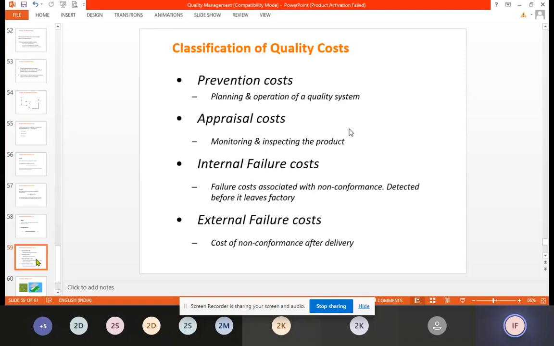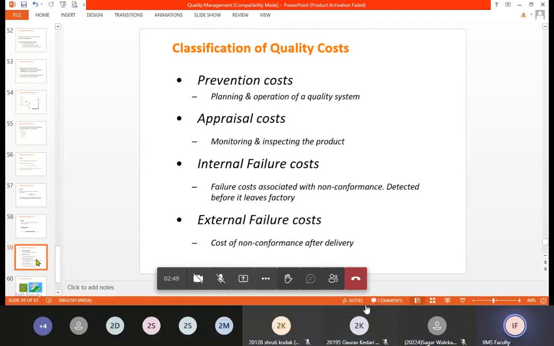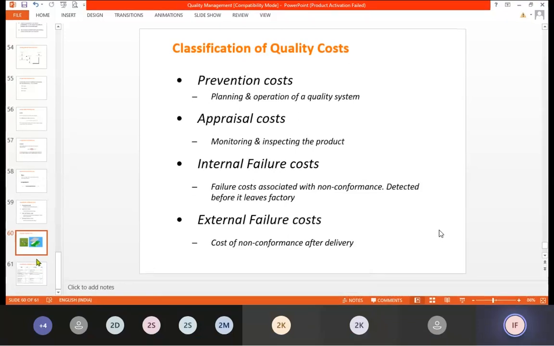Okay, so primarily if you are asked this question in the examination, what are the different costs of quality, say that there are four costs of quality: prevention cost, appraisal cost, internal failure cost, and external failure cost.